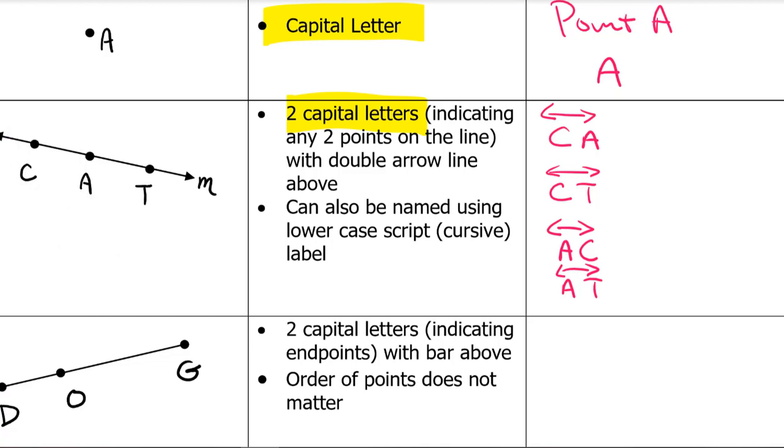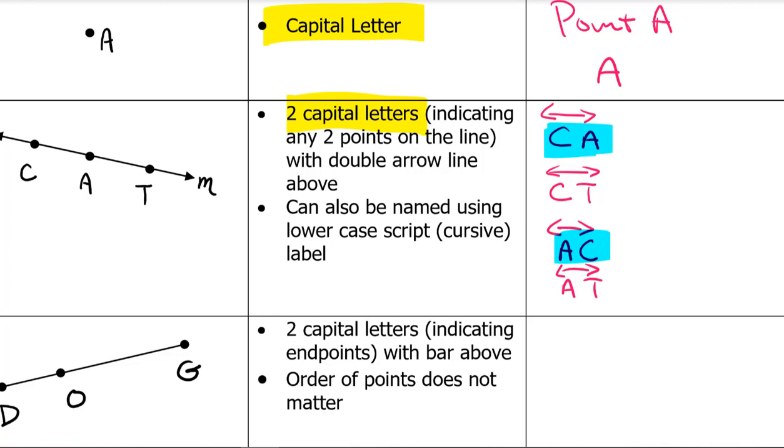Now those are all ways we could name the line, but those aren't the only ways. Notice how this one right here, CA and AC, they're the opposites. So I could switch those around, and that would still describe this line right here, but it goes forever and ever in both directions. So that would cover everything.